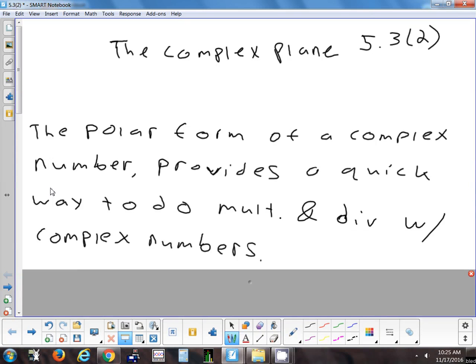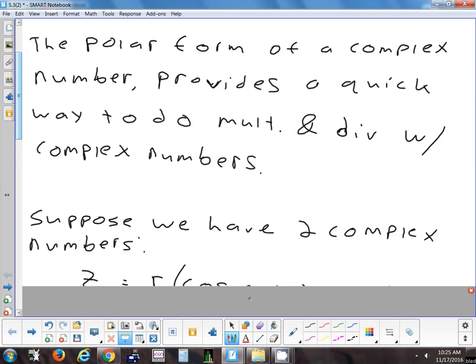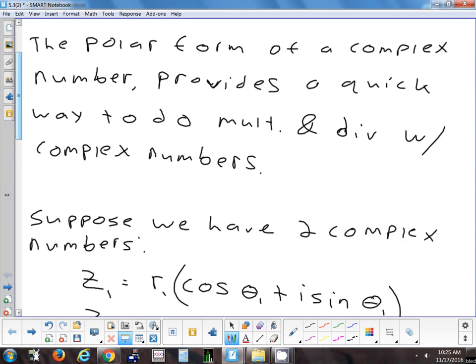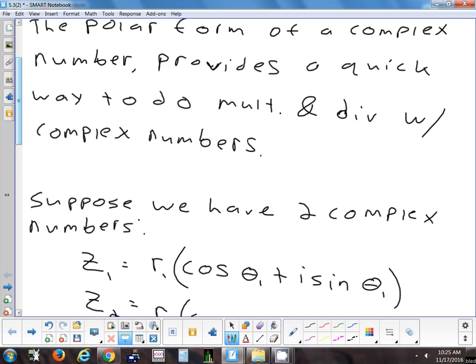So there's a lot of steps when you multiply and divide the way we learned before. In polar, just about every step I said disappears. Okay, it's a lot easier. So I'm just going to start off by looking at two complex numbers. I'll call the two complex numbers Z1 and Z2. So the first complex number has a radius and an angle. I'm calling the radius of the first complex number R1, and the angle theta1.